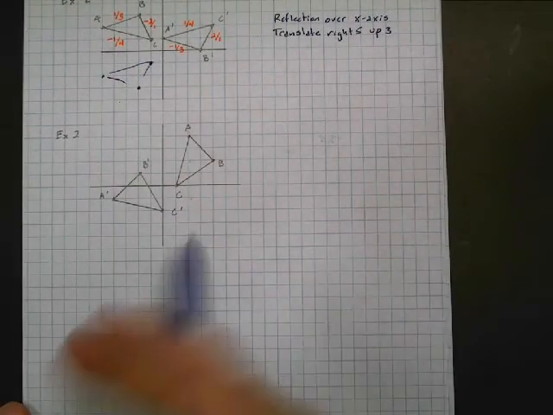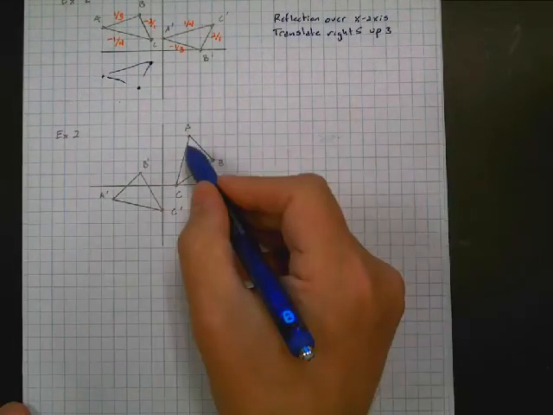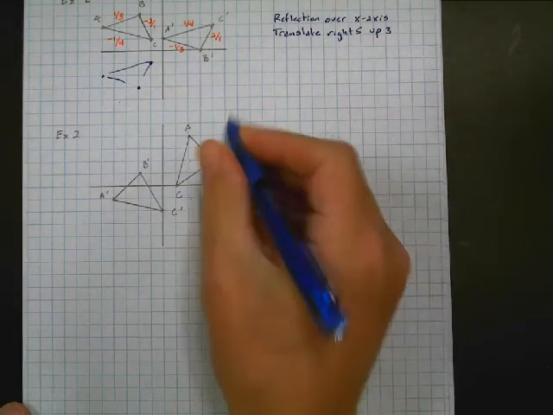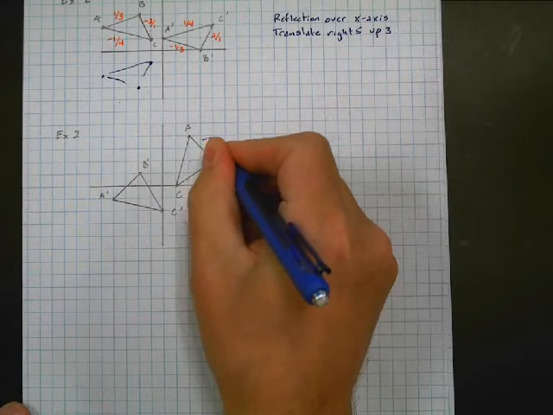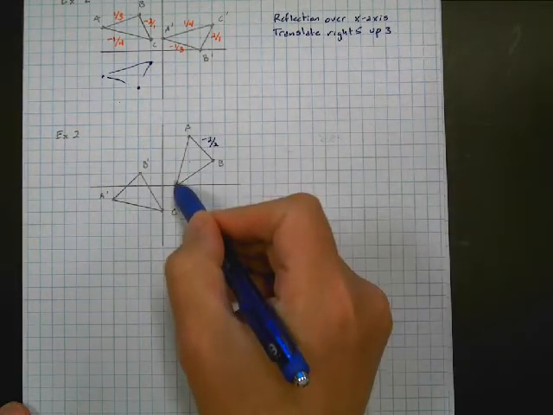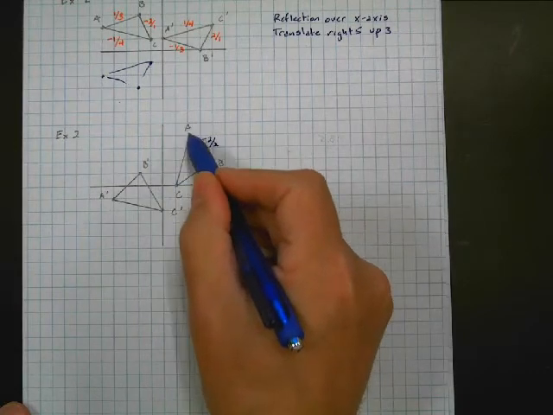Remember, first step, we look at the slopes. From A to B, it's going down 1, 2, and over 1, 2. So that's negative 2 over 2. From C to A here, it's going up 1, 2, 3, 4, and over 1. So that's 4 over 1.